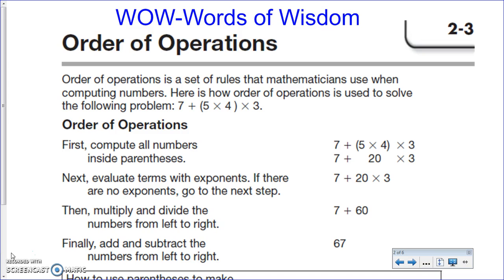Finally, add and subtract the numbers from left to right. So 7 plus 60 is 67. So our answer is 67 for the example.